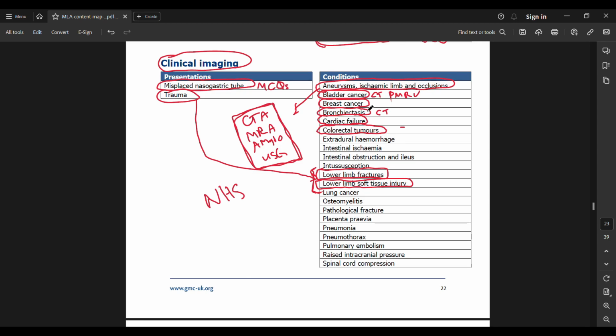But in colorectal tumors, you usually just have to counsel a patient on a colonoscopy, maybe the whole procedure, how it's going to be done, and what they need to look out for.